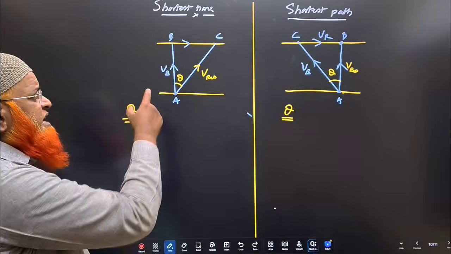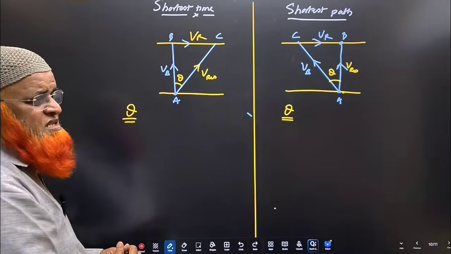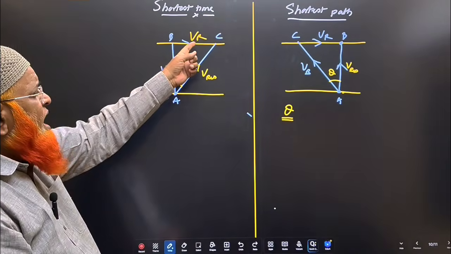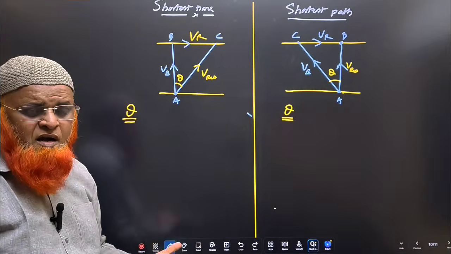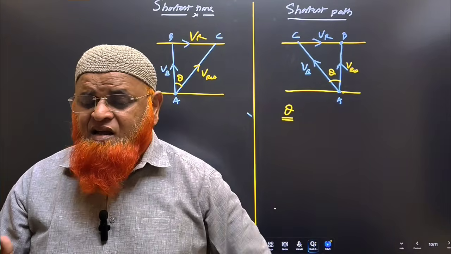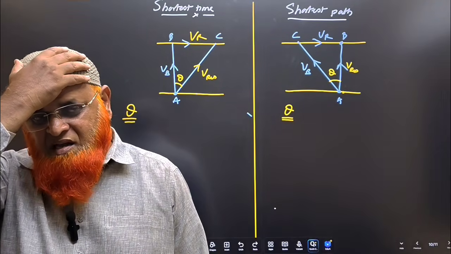Here also, to find out theta, Vb is there, velocity of the river is there, resultant velocity is there. What should I take? Should I take sin theta, opposite side by hypotenuse? Should I take tan theta, opposite side by adjacent? What should I take now? Should I take sin, cos or tan?